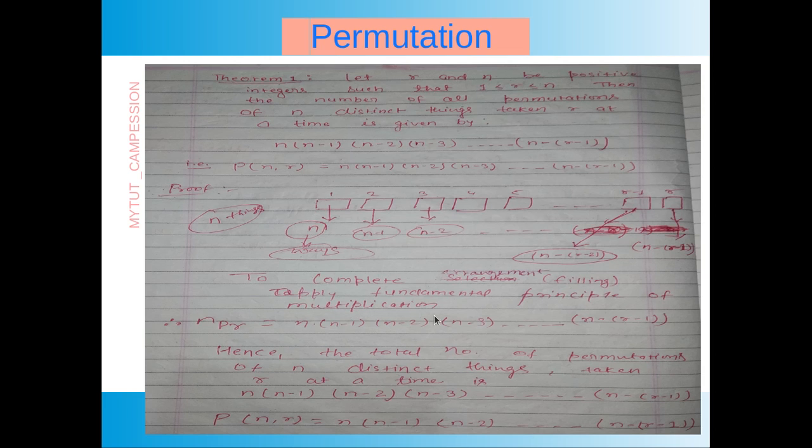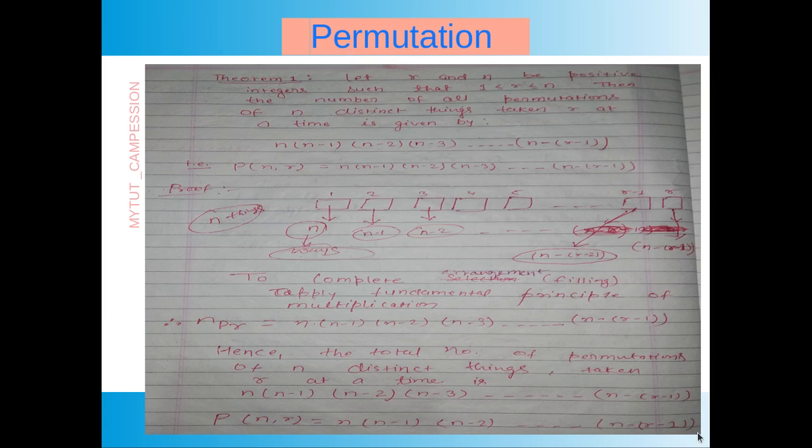To complete the arrangement, apply the fundamental principle of multiplication. So nPr is equal to n into (n minus 1) into (n minus 2) into (n minus 3) and so on up to (n minus r plus 1). When you arrange all the things, you complete this task. Hence the total number of permutations of n distinct things taken r at a time is n into (n minus 1) into (n minus 2) into (n minus 3) ... into (n minus r plus 1).